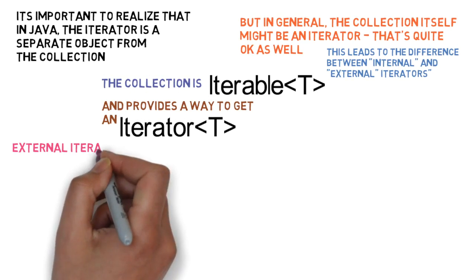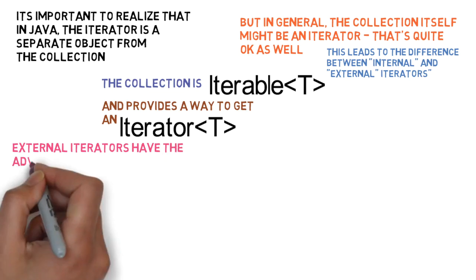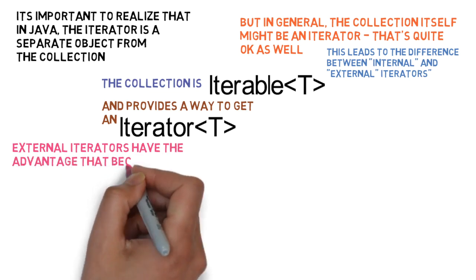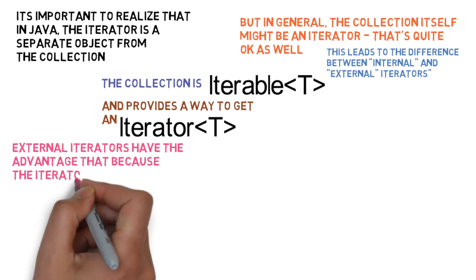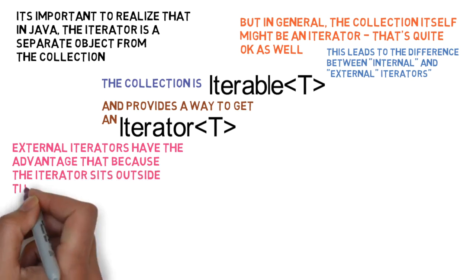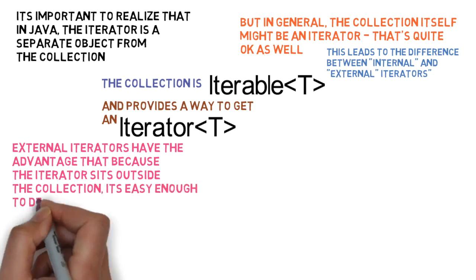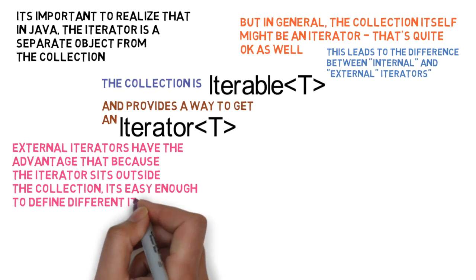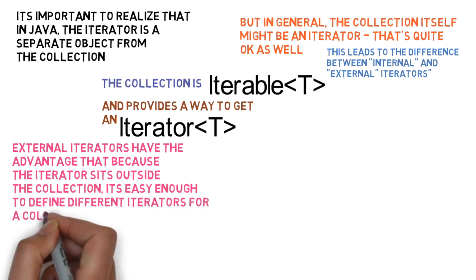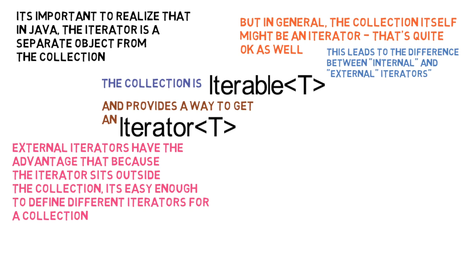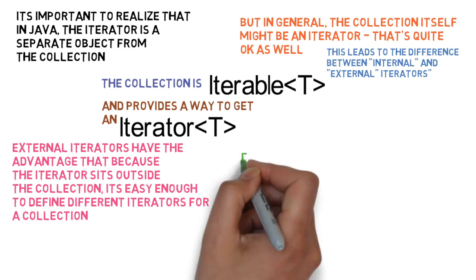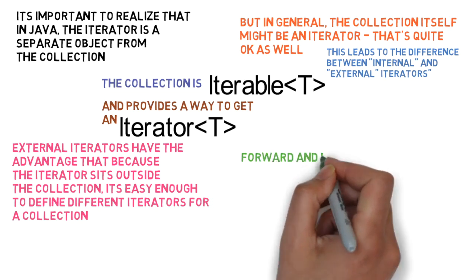So how do external and internal iterators compare? What are the pros and cons? External iterators have this advantage that because the iterator sits outside the collection, you can define multiple iterators for the same collection. So you don't just iterate over the collection in exactly one way. A collection can have multiple iterators. Each of these iterators can specify the sequence of objects differently. Let's take an example. For example, forward and reverse iterators.